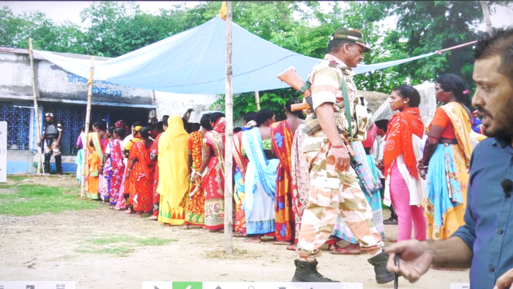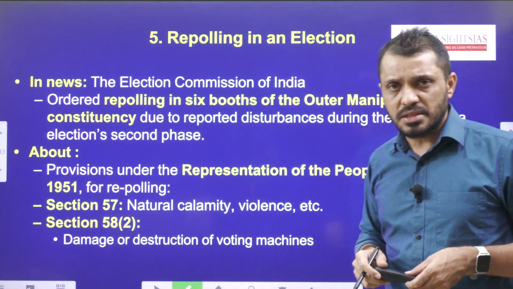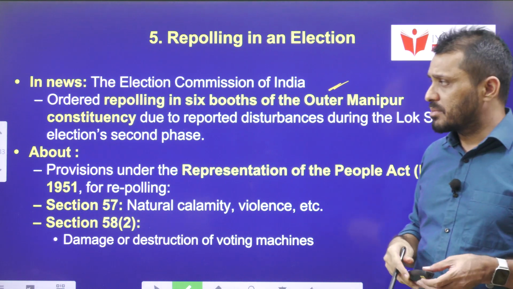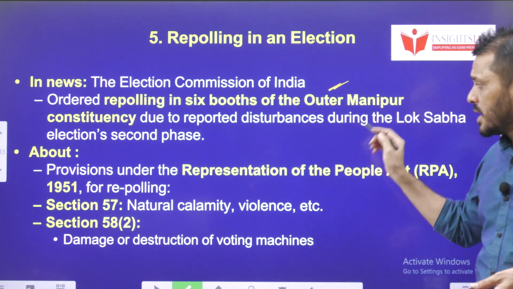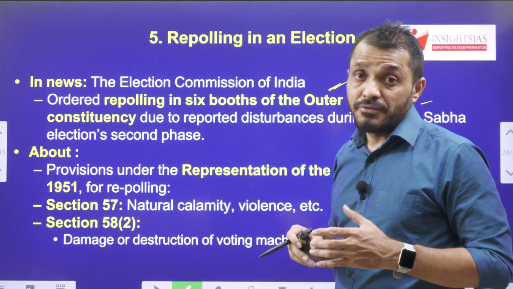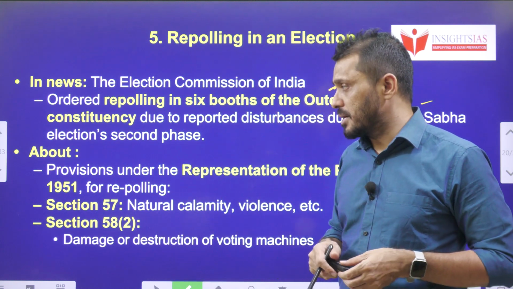Next, it is related to the repolling. The Election Commission of India announced that they ordered repolling in 6 polling booths in the Outer Manipur constituency due to disturbances during the Lok Sabha election second phase. Now we will see which sections of the Representation of People Act allow repolling.